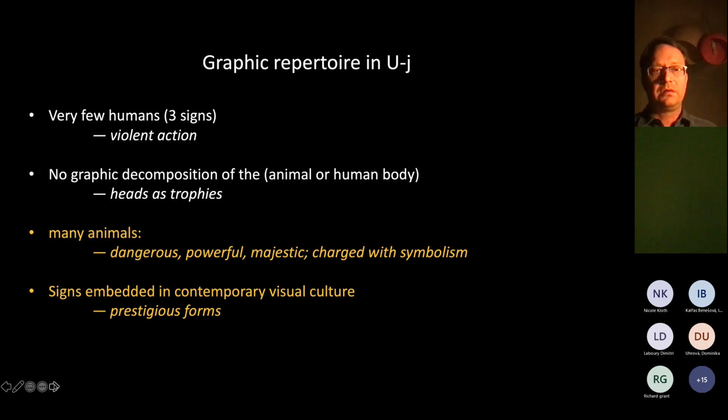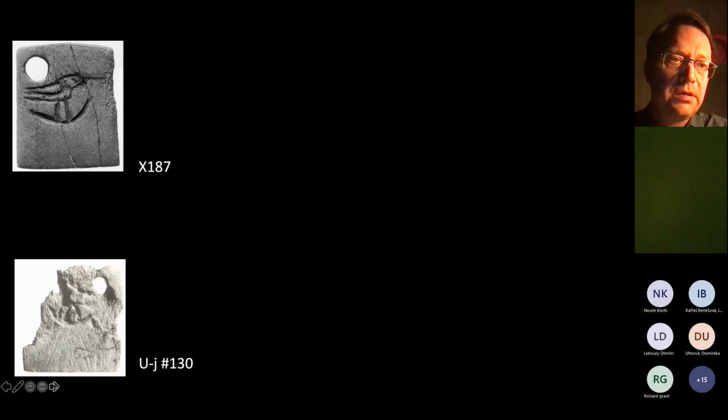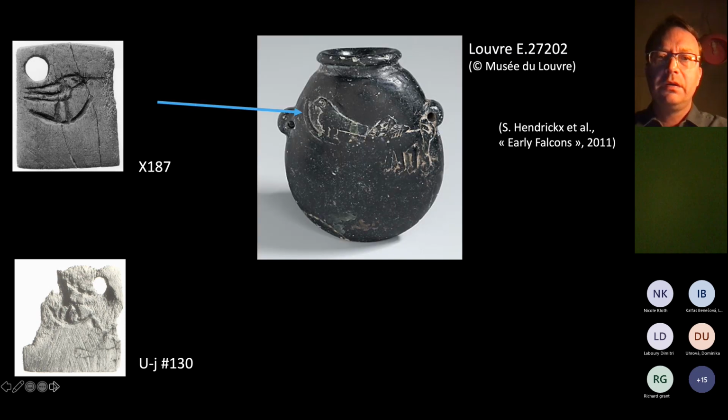So what we really have is many animals, dangerous, powerful, majestic, charged with symbolism. And we have signs that are embedded in contemporary visual culture, prestigious forms, in other words. For example, here you have a falcon on what looks like a crescent. And at first it might seem like a symbol of the sky. You might think anachronistically of Nemti. It's not that at all. If you look at the contemporary material here, you see that it is actually a falcon wielding a throw stick.